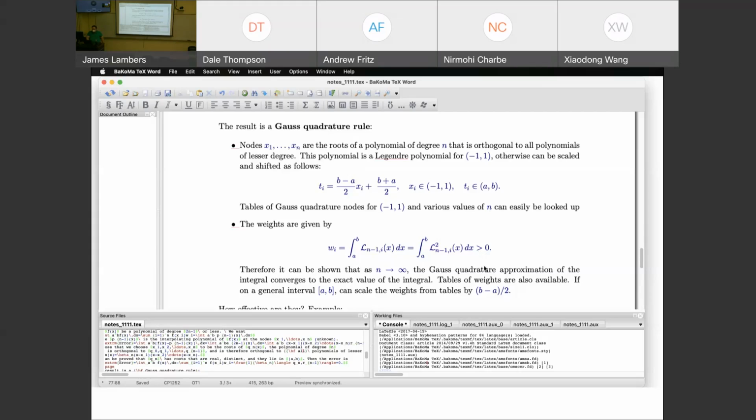Now, you can look up weights along with nodes for the interval -1 to 1, corresponding to orthogonal polynomials. If you're on a different interval [a, b], no problem. Take your weights for -1 to 1, and you just scale them by (b minus a) over 2. So again, you're doing a mapping from the interval -1 to 1 to [a, b]. Here for the weights you only have to take into account the sizes of the intervals, whereas for the nodes, you have to do a scaling and shifting.